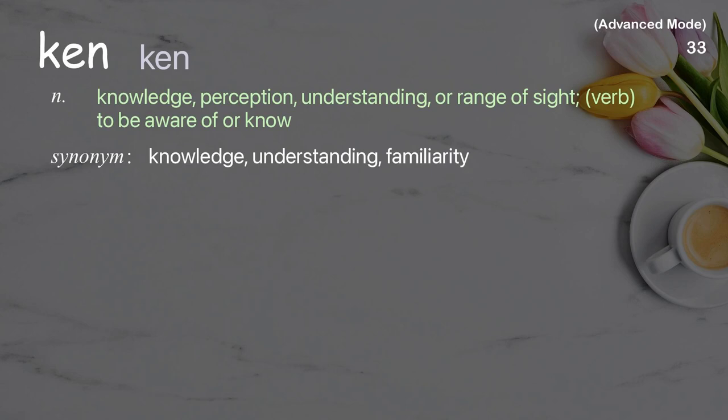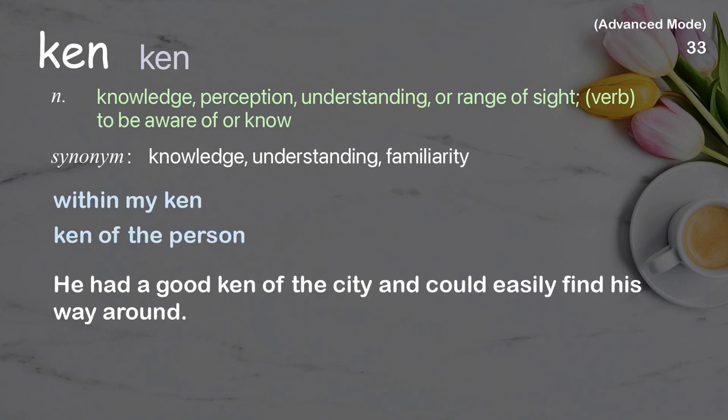Ken. Knowledge, perception, understanding, or range of sight. Verb: to be aware of or know. Examples: within my ken, ken of the person. He had a good ken of the city and could easily find his way around.